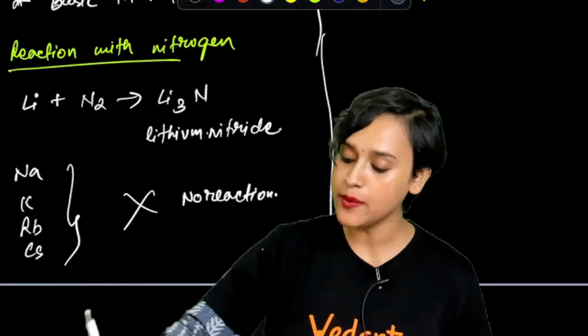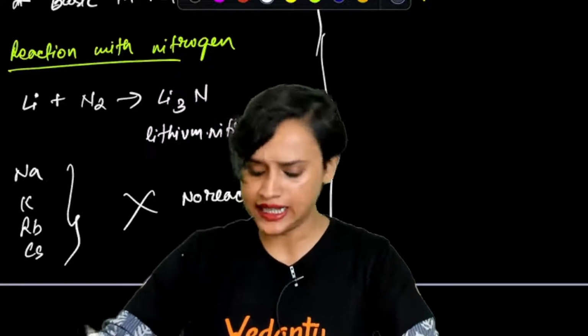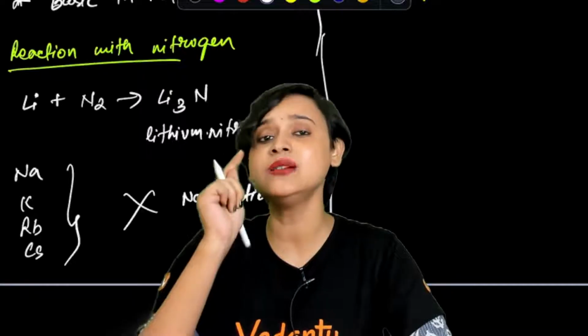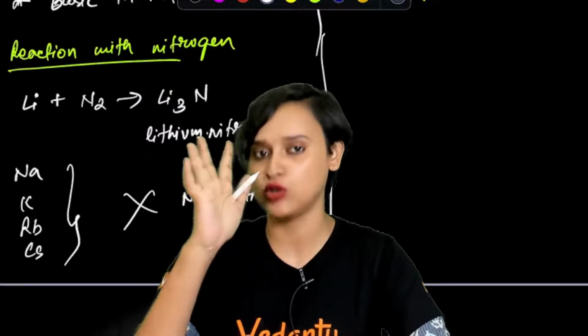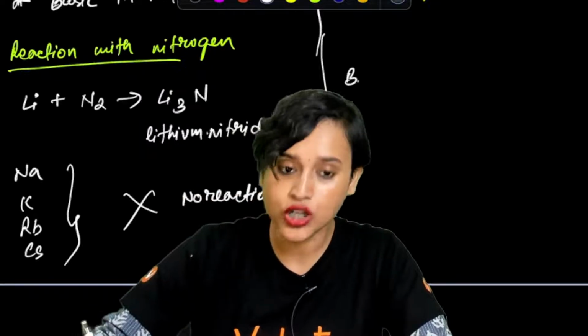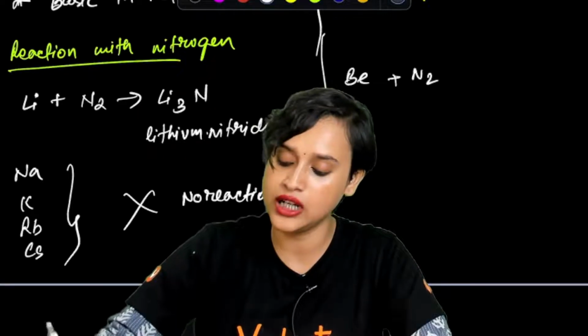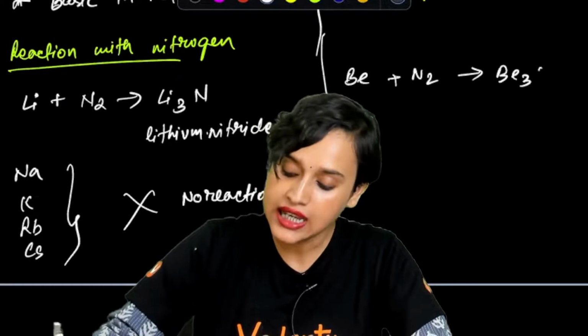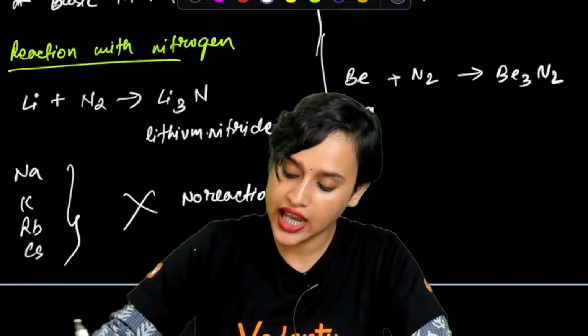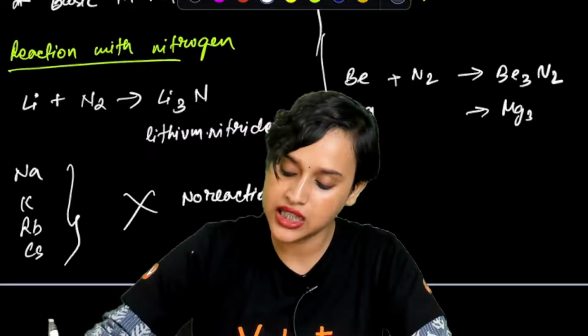Great. Now, what about this side? This side, you will see that they do react. Once again, beryllium and magnesium will only react in the powdered form. So, Be plus N2 will give you what? Be3N2. Same way, Mg will also form Mg3N2.